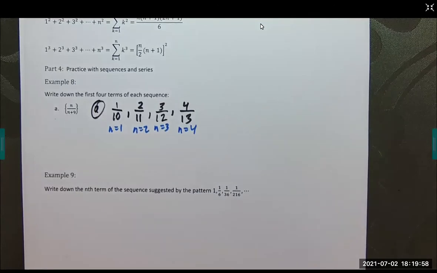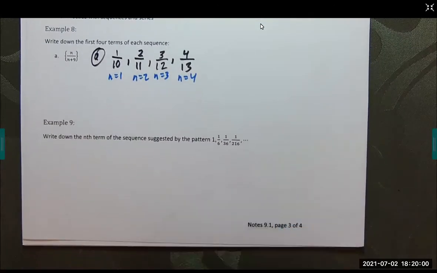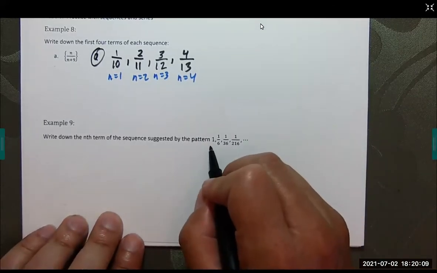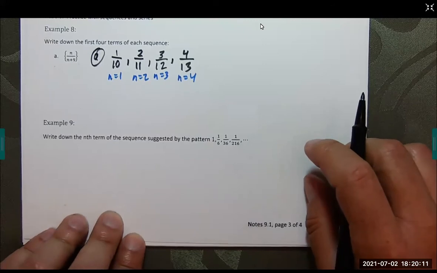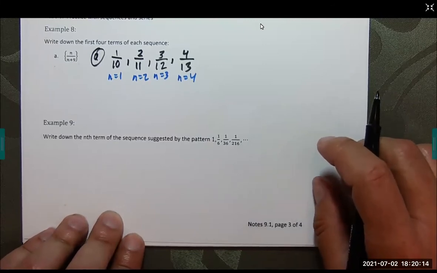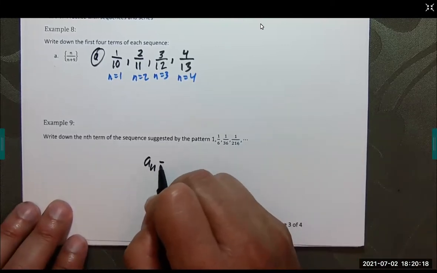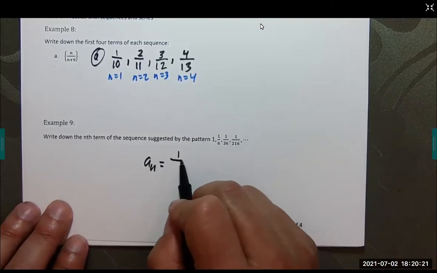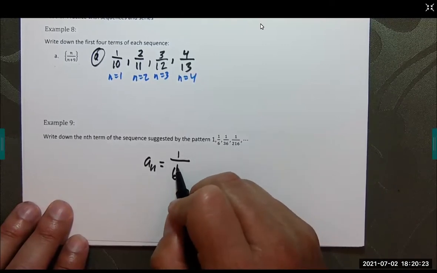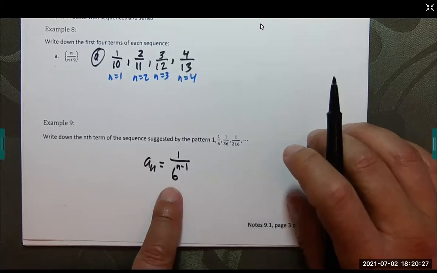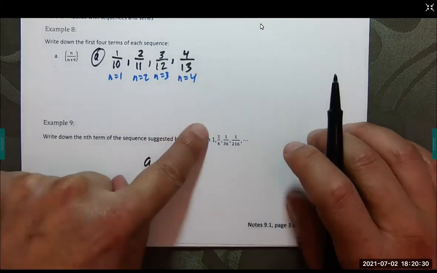All right. Now for example 9, we need to come up with our summation notation. I want to notice in the denominators of these, I can view that first one as 1 over 6 to the 0 power, because anything to the 0 power is just 1. So it's looking to me like the a sub n term is going to be 1 over 6 to the n minus 1 power. So when n equals 1, we get 6 to the 0, which is 1. So 1 over 1 is 1.